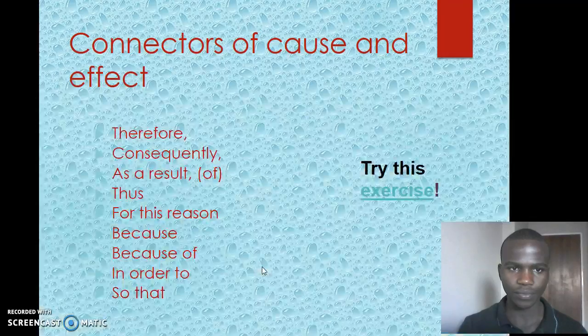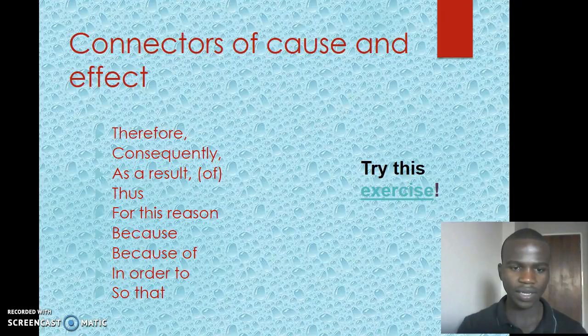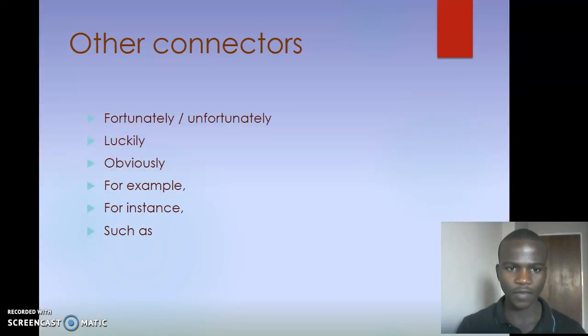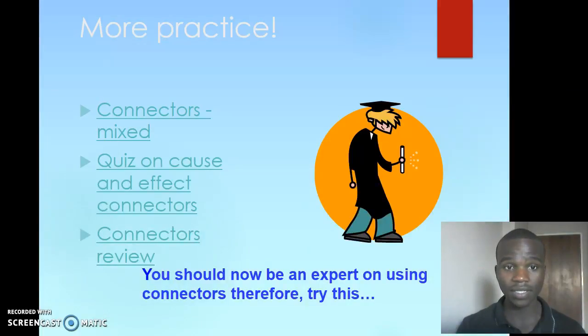Right. Proceed. These are the connectors of cause and effect. Therefore, consequently, as a result of, thus, for this reason, because of, in order to, so that. Okay. Connectors of sequence: first, in the first place, secondly, third, etc., next, afterwards, after that, eventually, finally, before that, beforehand. Other connectors: fortunately, unfortunately, luckily, obviously, for example, for instance, such as.